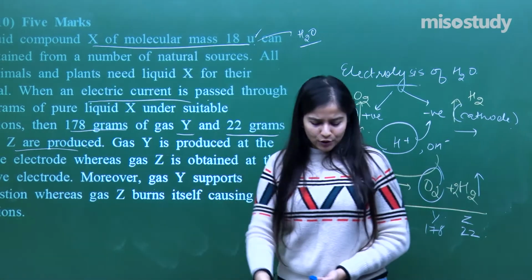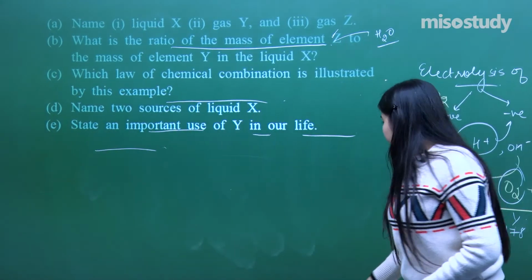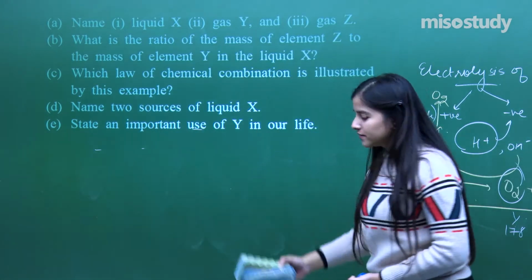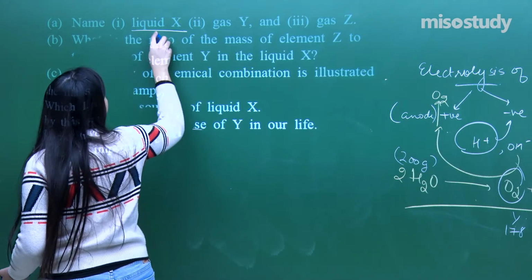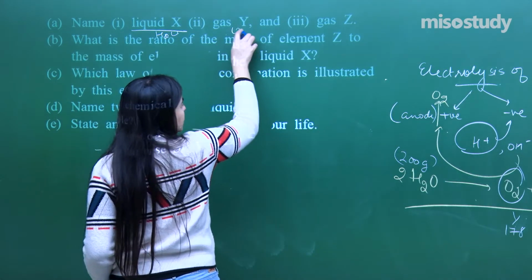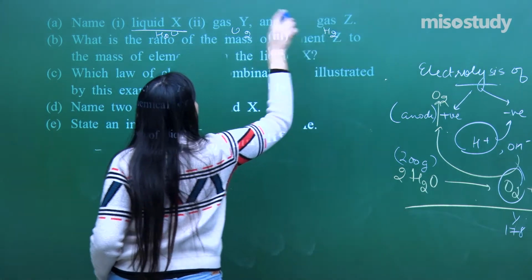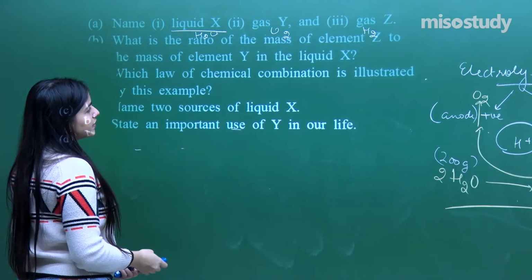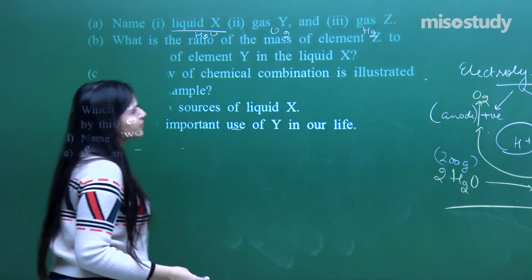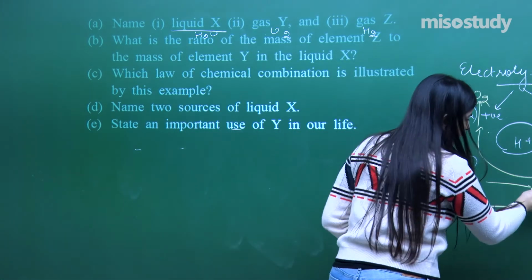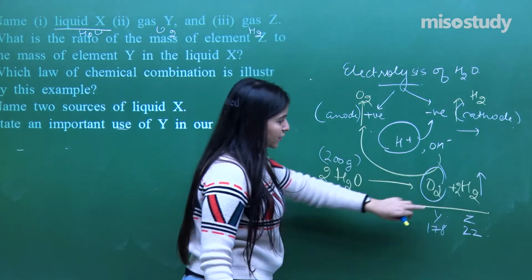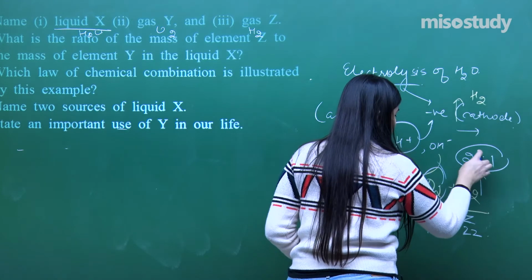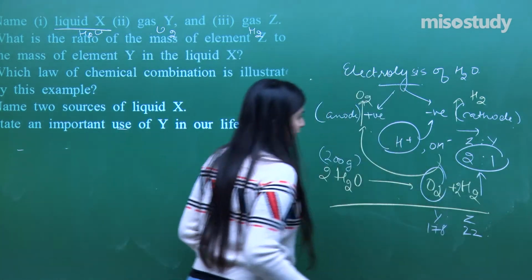What are they actually looking for? Let's see. First of all, name the liquid X. X is water. Y is O2, Z is H2. Fine. What is the ratio of the mass of the element Z to the mass of the element Y in the liquid X? Can you tell me? See here, if we go by the stoichiometric coefficients, that means 2 is to 1. Fine. 2 is to 1 is the ratio if we talk about Z is to Y.